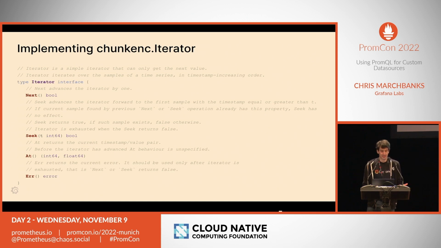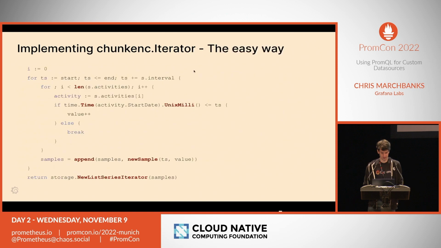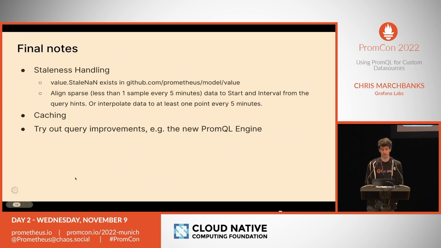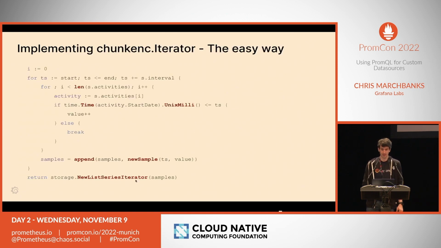It's kind of a lot to implement though, and Prometheus comes with yet another helper function, which is this new list series iterator, which allows you to just create a slice of samples and return that, and it does all of the iterator logic for you, which for these examples like Strava is much easier than implementing the iterator, I found.